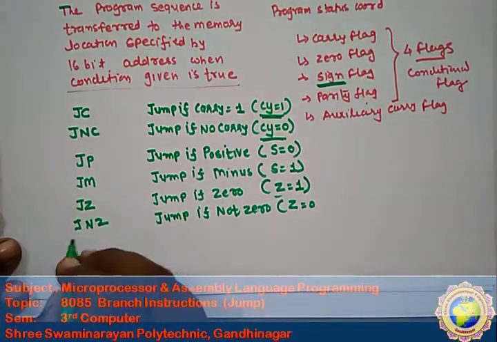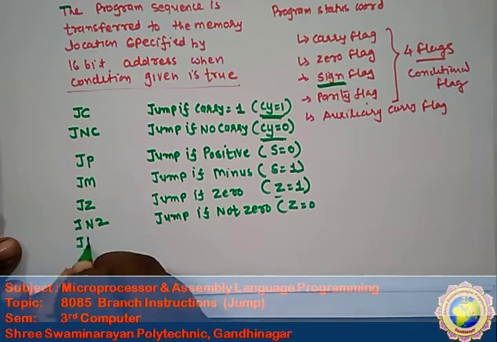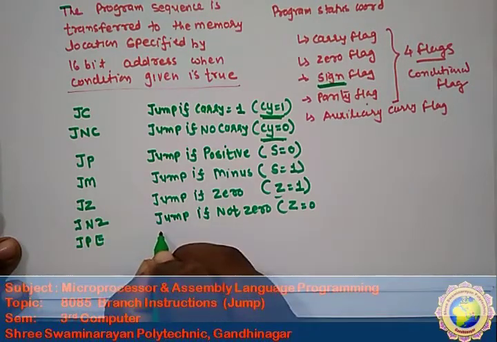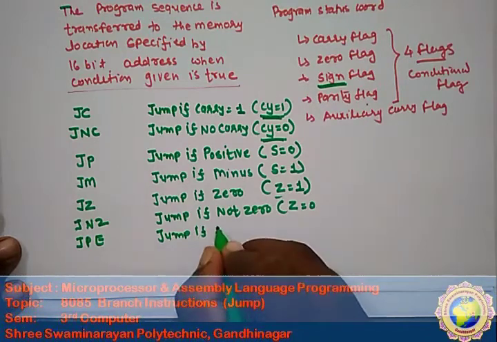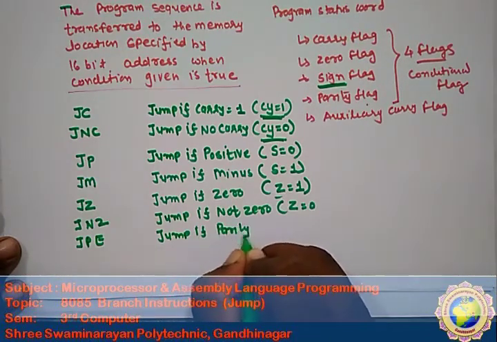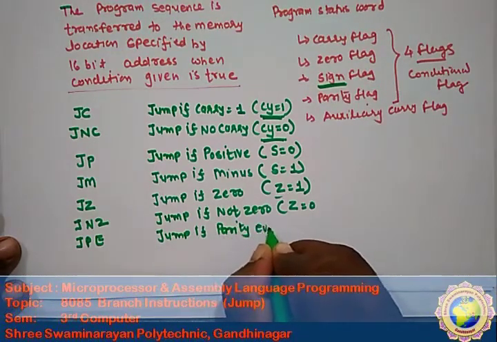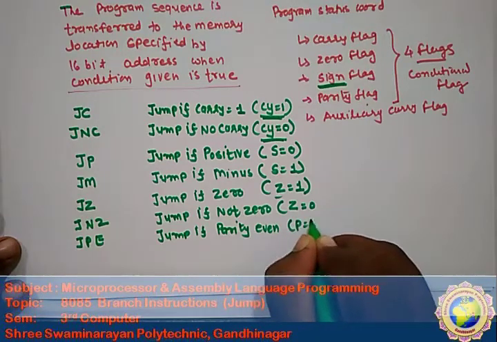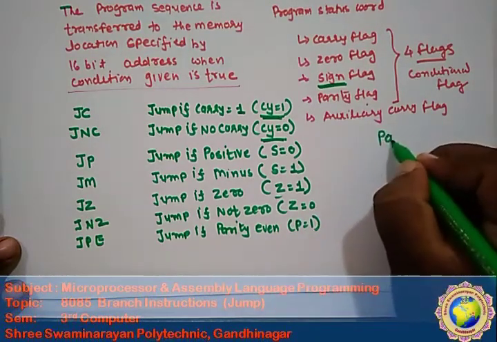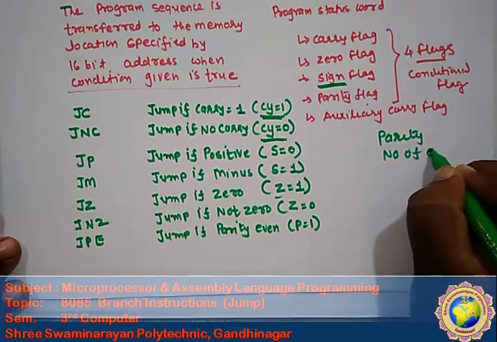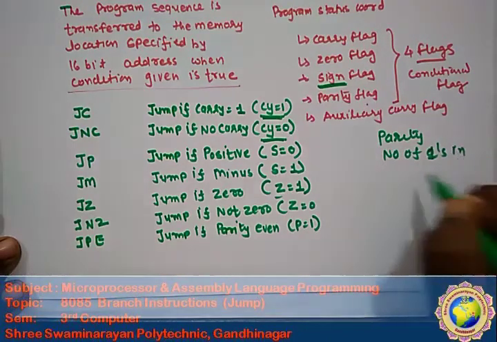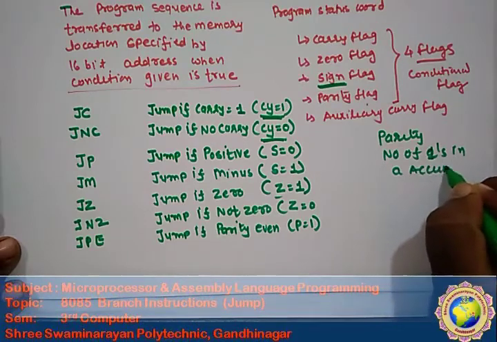Next, jump if parity is even. Jump if parity even means P is equal to 1. What is the meaning of parity? Parity means the number of ones in the accumulator.